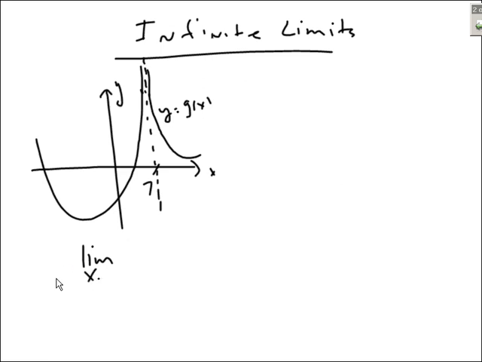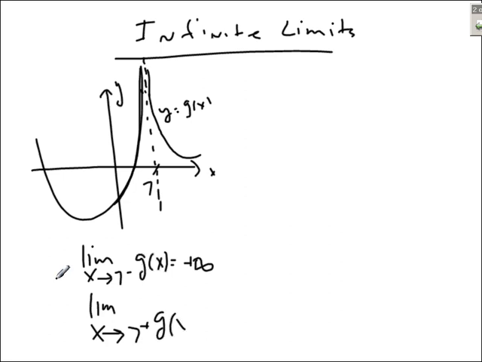So the limit, and let's give this graph a name, let's call it g of x. The limit as x goes to 7 from the left of g of x. If you're a little bit less than 7, it's going up to positive infinity. If it's a little bit more than 7, it's also going up to infinity. I meant to write it this way, excuse me.